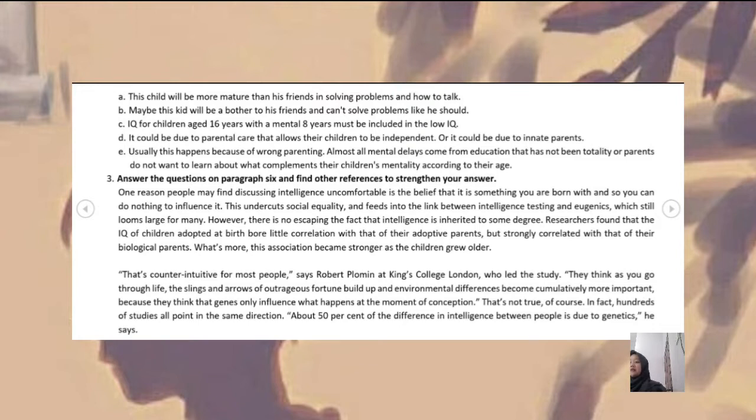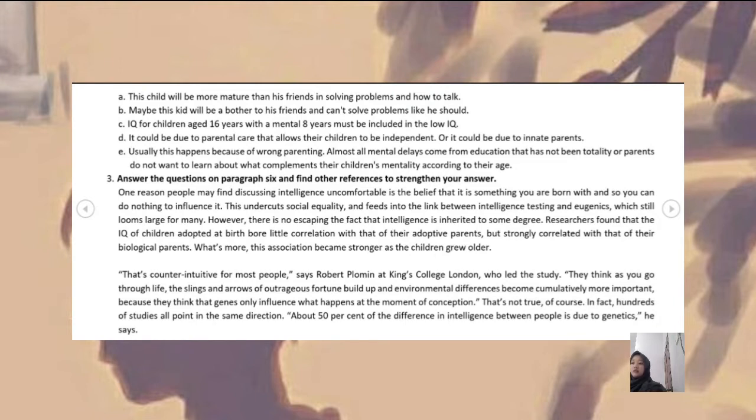And 3. Answer the question on paragraph 6 and find the reference to strengthen your essay. One reason people may find discussing intelligence uncomfortable is the belief that it's something you are born with and so you can do nothing to influence it. This undercuts social equality and fits into the link between intelligence testing and eugenics, which still loom large for many. However, there is no escaping the fact that intelligence is inherited to some degree.